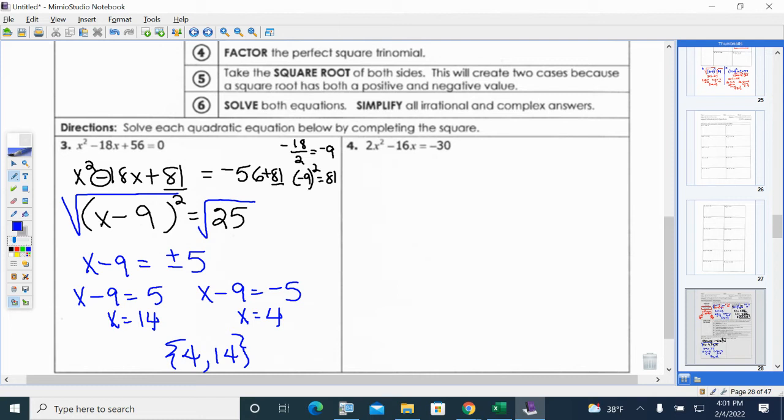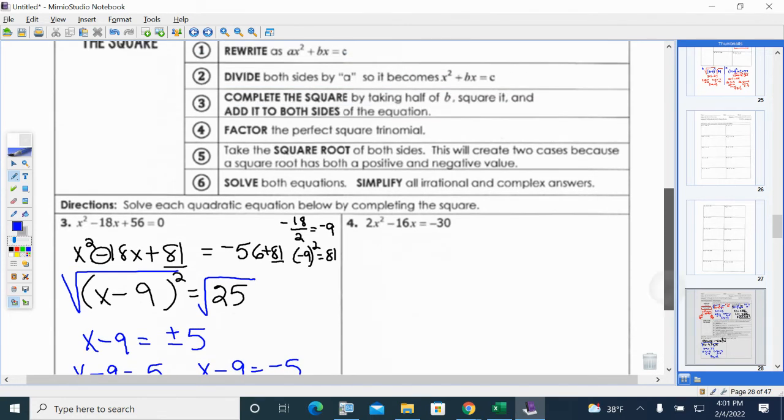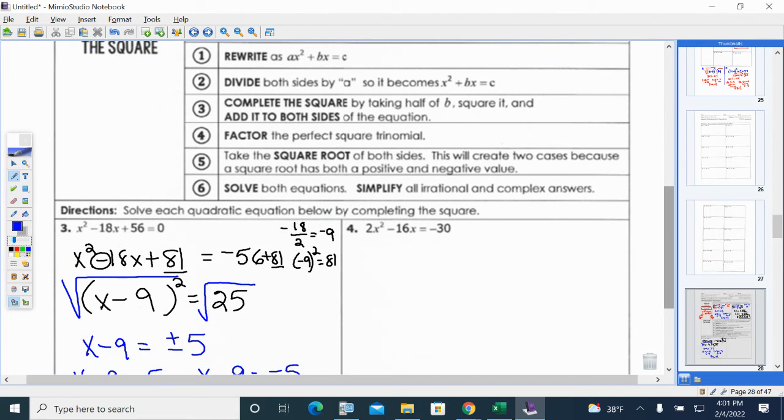So in example number 4, it says 2x squared minus 16x equals negative 30. Notice in this one that your constant is already on the right side of the equation. Step number 2 tells you to divide both sides by a. So there is an a in this example. So I'm going to divide every term in here by a 2. So I get x squared minus 8x, I'm going to leave a little space, equals negative 15.